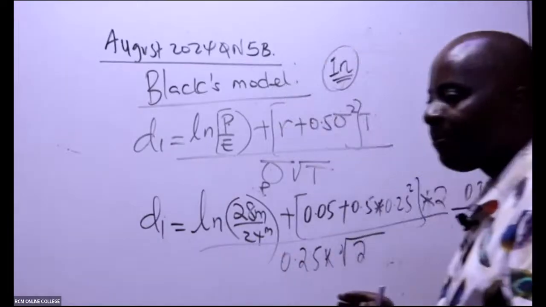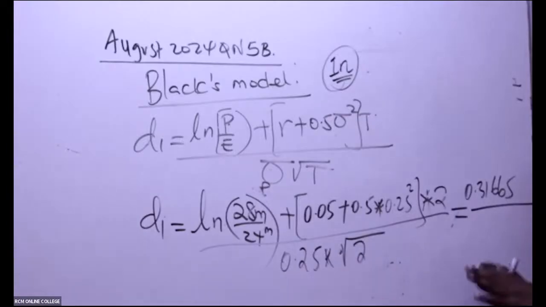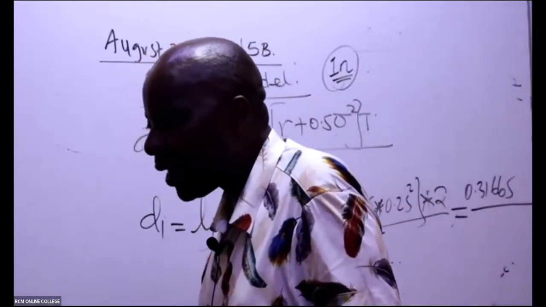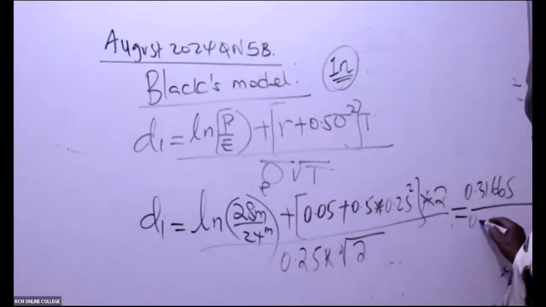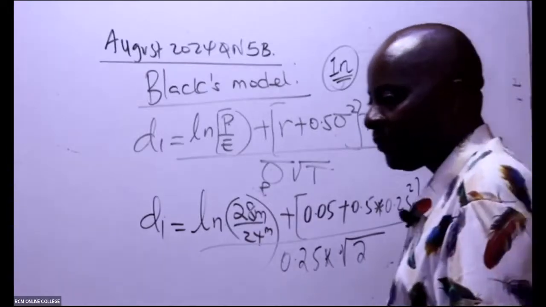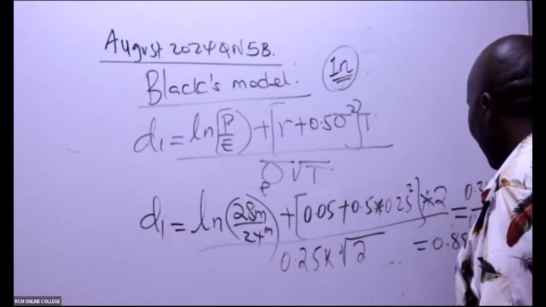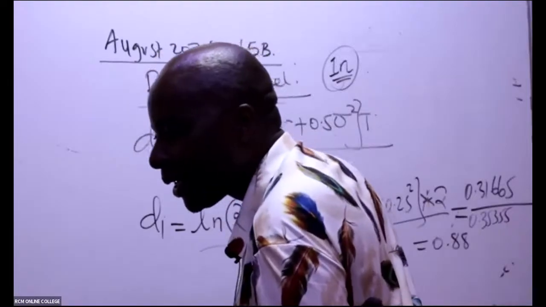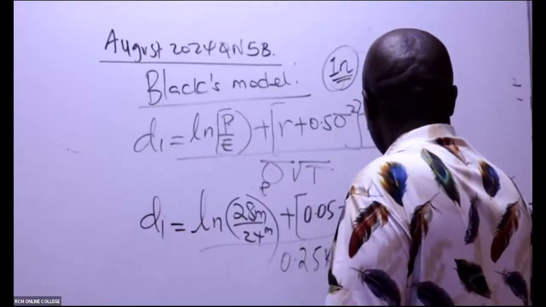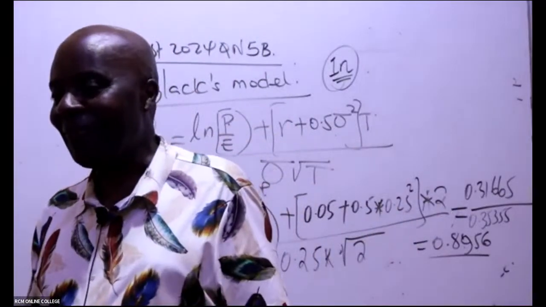How about the denominator? Are you able to give me the denominator value? 0.25 times root 2. What are we able to get there? 0.35355, which then will end up giving us what figure of D1? 0.8956. Thank you so much. 0.8956, 0.8957, same thing, isn't it?